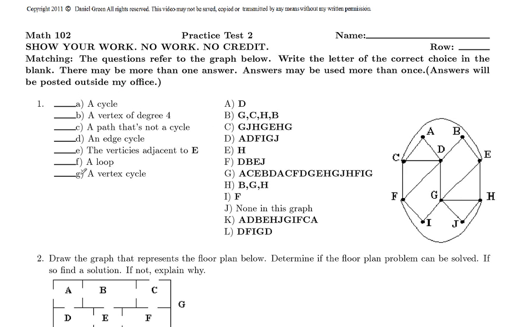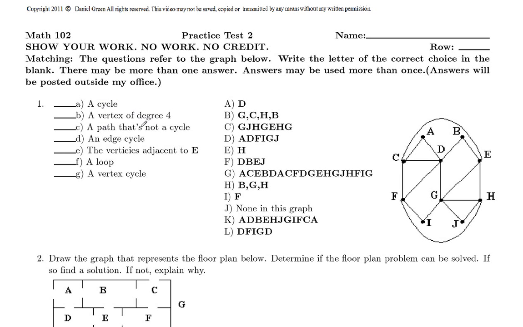The first question I did is a matching. We've got some extra choices over here than we do things that I'm asking for, so some of these choices you're not going to use. You can work forwards or you can work backwards on these. You're all working from this graph here, and we're just kind of testing basic definitions. So here we're looking for a cycle, a vertex of degree 4, a path that's not a cycle.